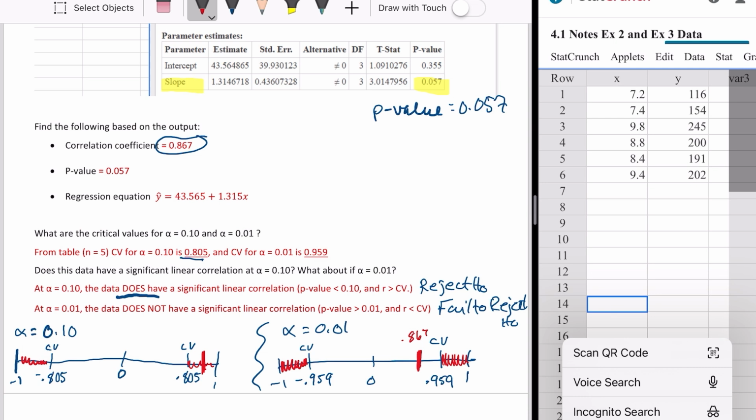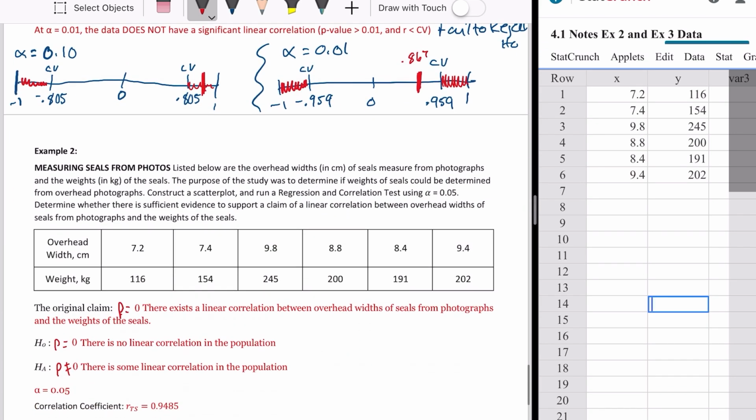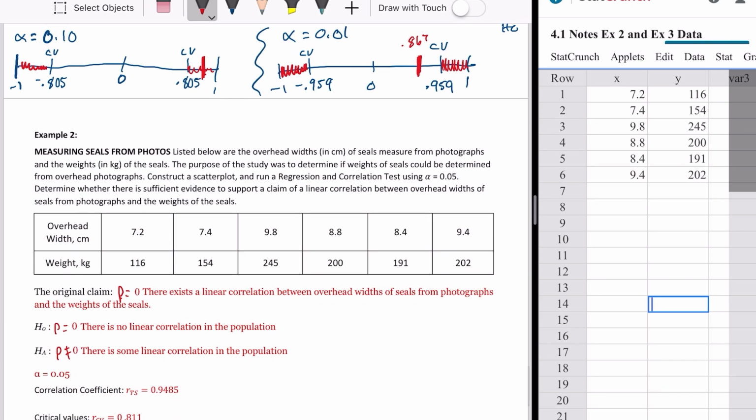Okay, so let's do an example that does use this data that I have over here in StatCrunch, that Susan's been referring to over and over again, erroneously. Yeah, that's okay. Now we're actually going to use it.